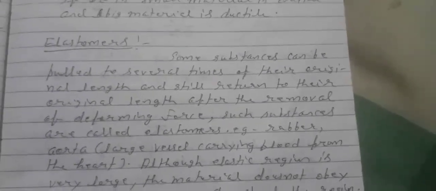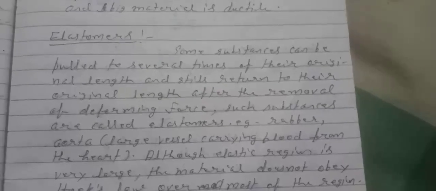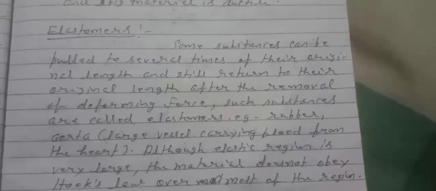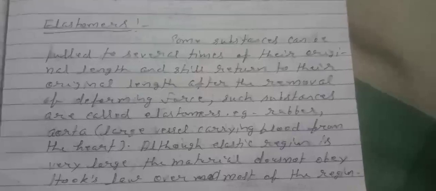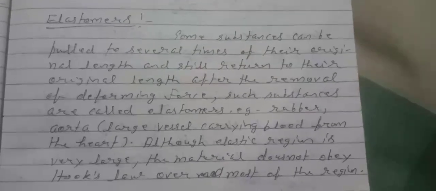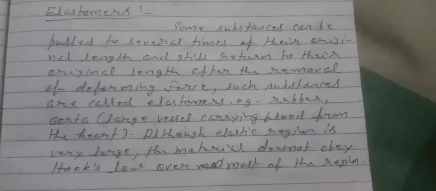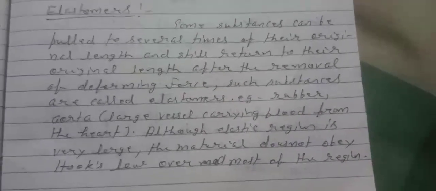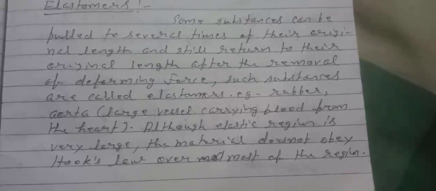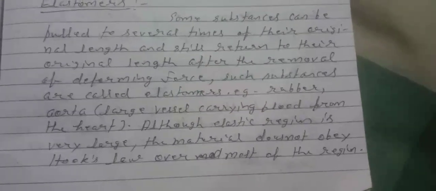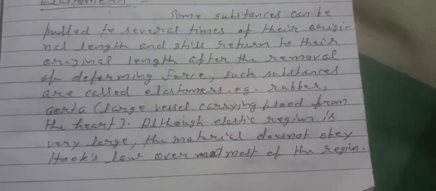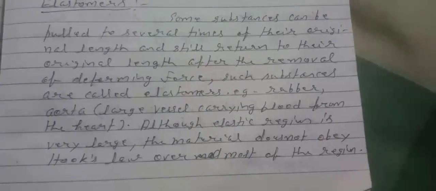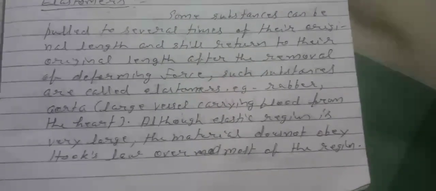Our next topic is elastomers. Some substances can be pulled to several times their original length and still return to their original length after the removal of the deforming force. Such substances are called elastomers. Examples: rubber, aorta, the large vessel carrying blood from the heart. Although the elastic region is very large, the material does not obey Hooke's law over most of the region.